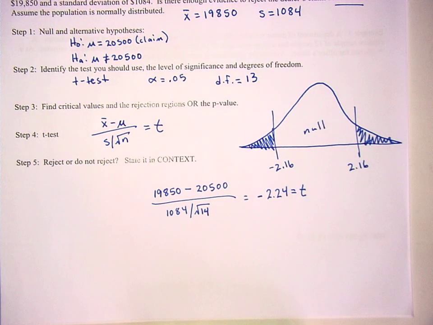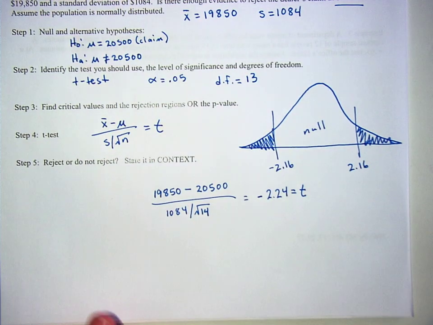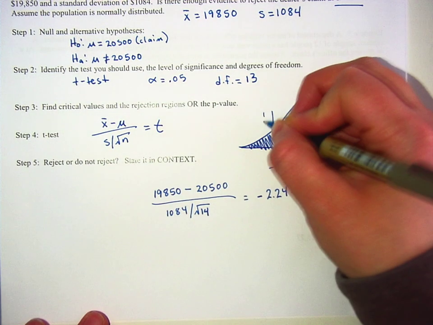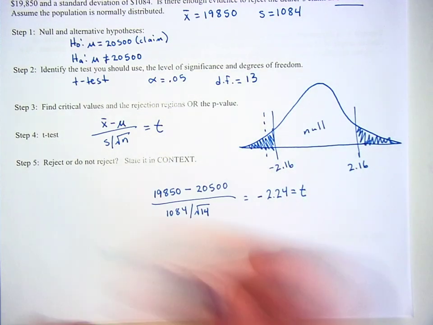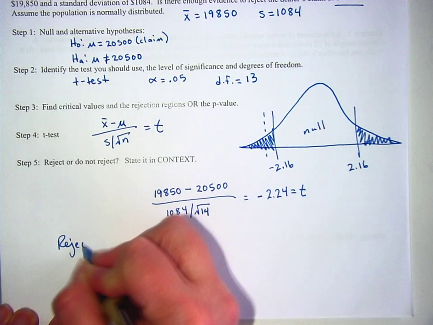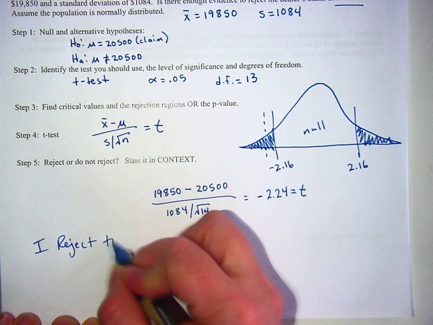She's even got all of her parts highlighted in bold. Okay, so did you guys get negative 2.24? Which hits right here, which is in the rejection region. So I'm going to reject the null. I reject the null.